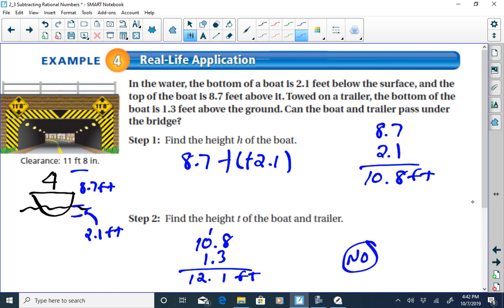All right, so just remember, when we're subtracting rational numbers, we want to use the additive inverse first, then we want to make everything into fractions, then we want to rewrite the fractions with a common denominator. Once we've done that, we add or subtract the numerators, and then we simplify.